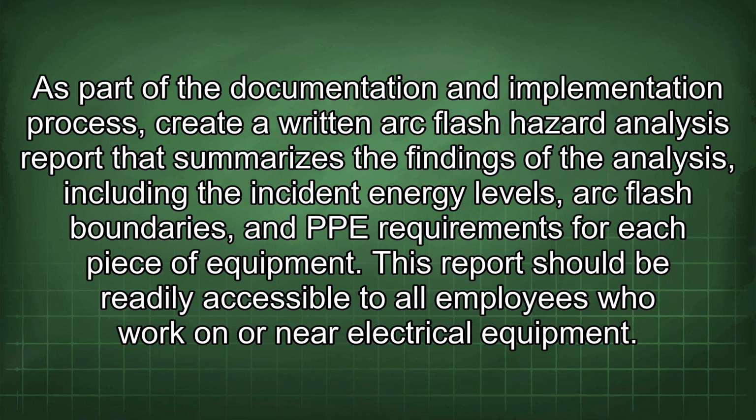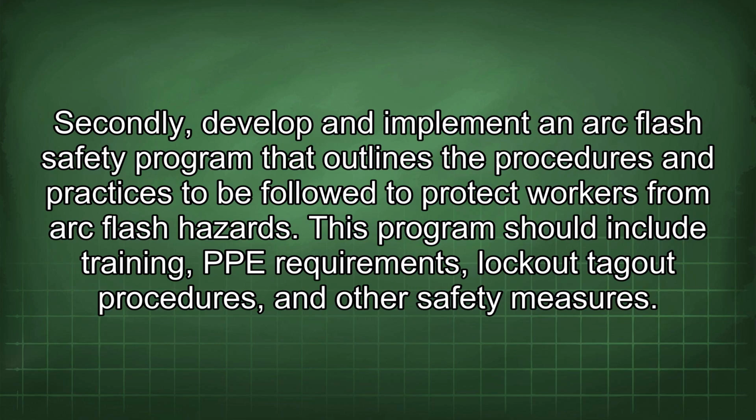As part of the documentation and implementation process, create a written arc flash hazard analysis report that summarizes the findings of the analysis, including the incident energy levels, arc flash boundaries, and PPE requirements for each piece of equipment. This report should be readily accessible to all employees who work on or near electrical equipment. Secondly, develop and implement an arc flash safety program that outlines the procedures and practices to be followed to protect workers from arc flash hazards. This program should include training, PPE requirements, lockout-tagout procedures, and other safety measures.